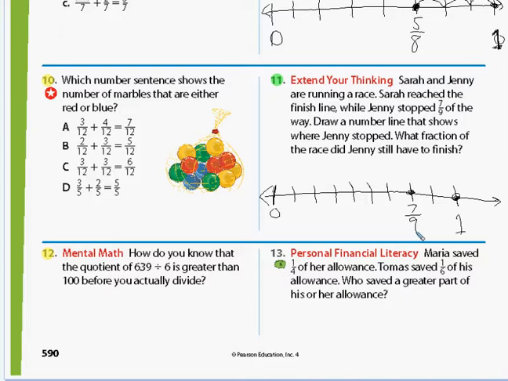Okay, we drew the number line and it shows where Jenny stopped. What fraction of the race did Jenny have left to finish? And she has 2/9 of the race to finish. And if it asks us to simplify that, that's in its simplest form already, because there's not a number I can use to divide that goes into 2 and 9 evenly, except for 1.